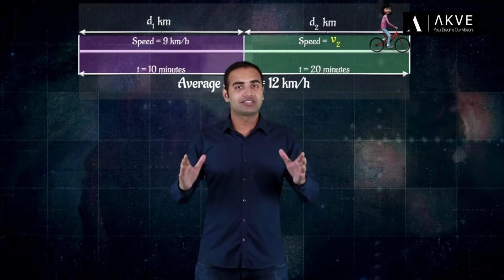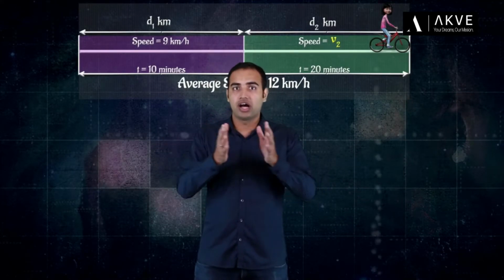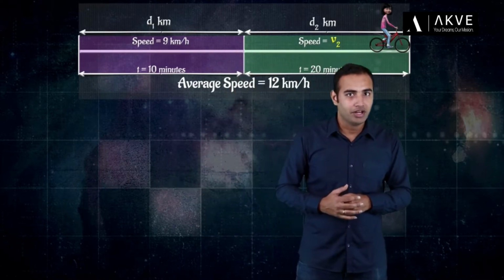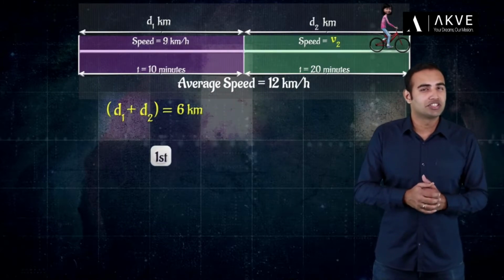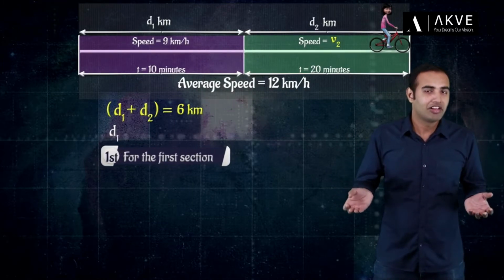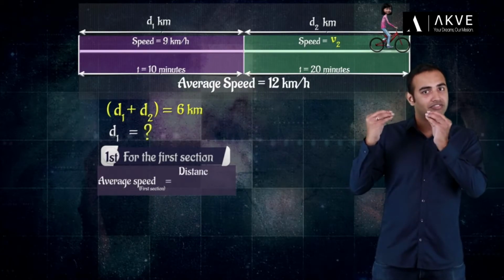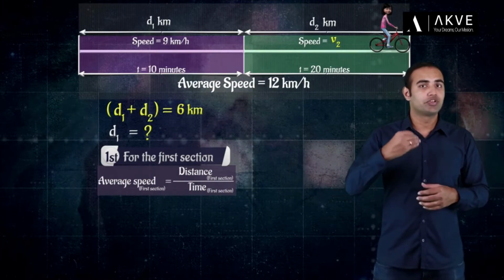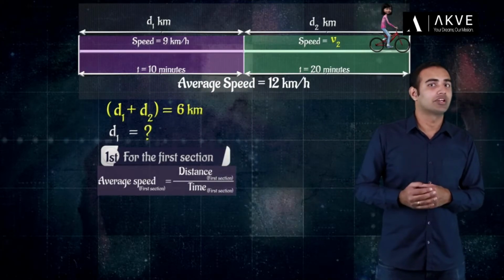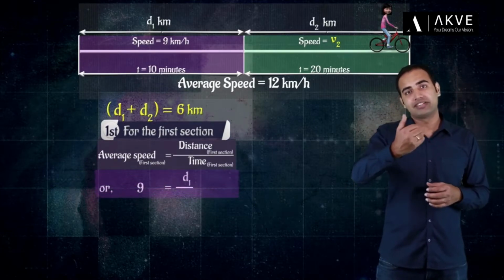Now the total distance is nothing but the sum of distances traveled by Jill in the two parts or the two sections of the journey. So 6 is essentially equal to d1 plus d2. Now what is the value of d1? Well, we can calculate d1 by applying the average speed formula only in the first part of Jill's journey. So once we do that, the equation that comes out is nothing but 9 is equal to d1 upon 10 by 60.